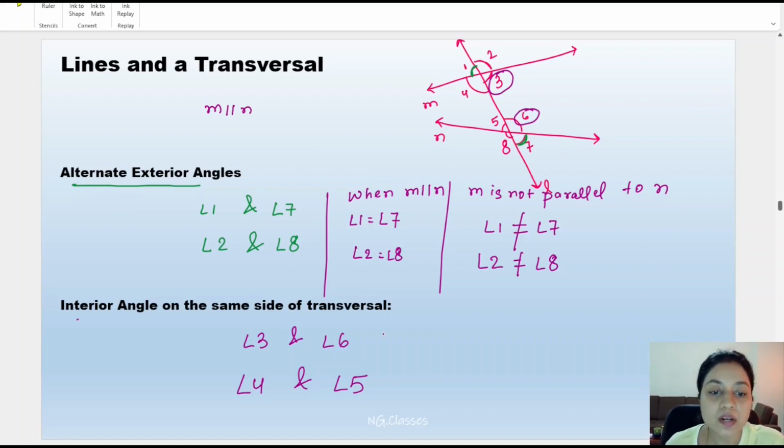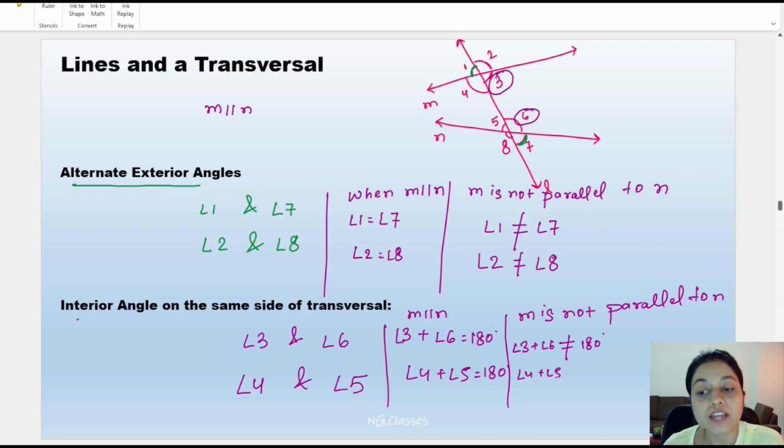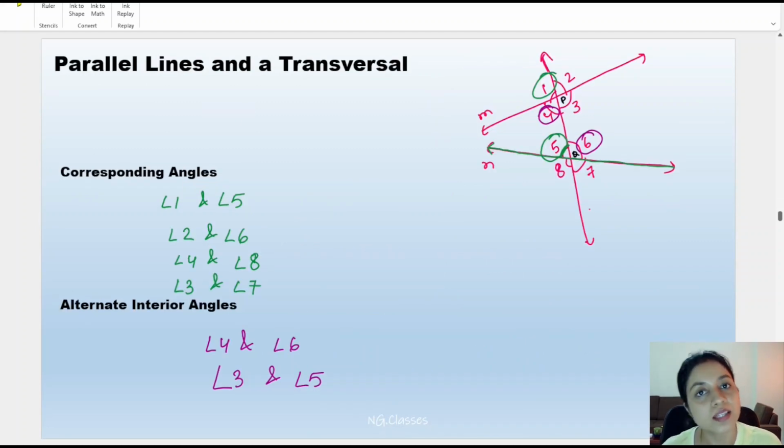Similarly, for angles on the same side, when M and N are parallel, the sum of both angles will be 180 degrees. Here also angle 4 plus angle 5 will be 180 degrees. And when they are not parallel, then angle 3 plus angle 6, the sum will not be 180 degrees. Here also angle 4 plus angle 5 will not be 180 degrees. Alright, let's see the other angles also.